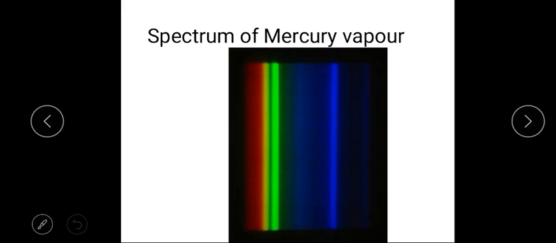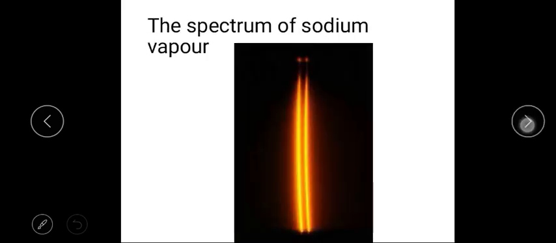So each element emits radiation due to excitation, and it has its own particular characteristic spectrum. This is the spectrum of mercury vapor, with the strong green and blue lines emitted when it comes from the excited state to the ground state by emitting radiation.